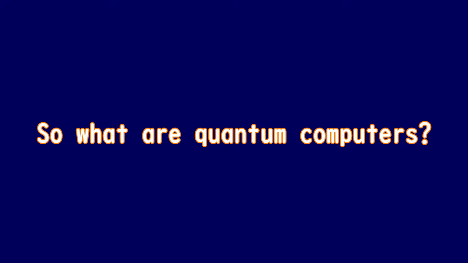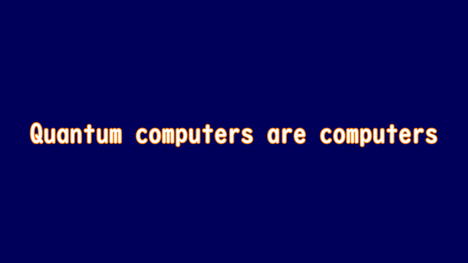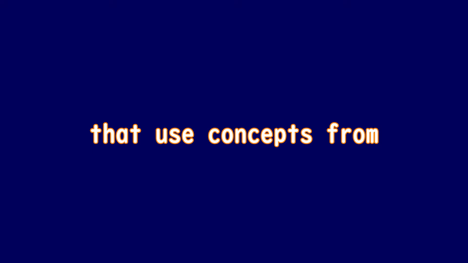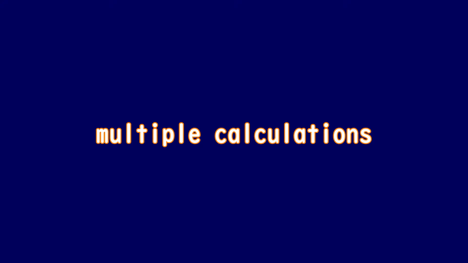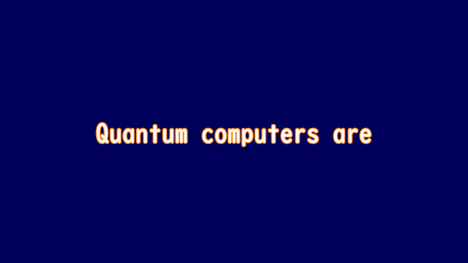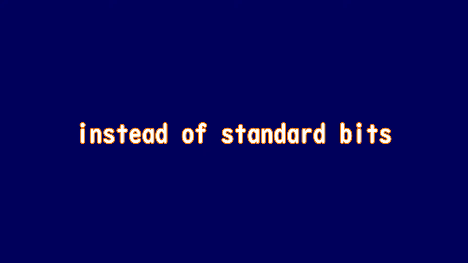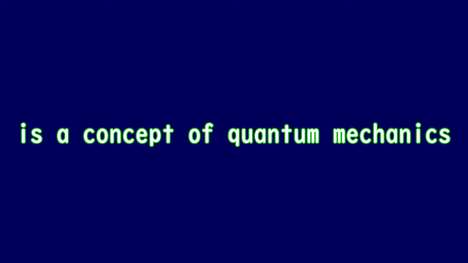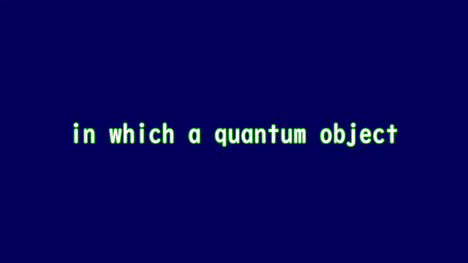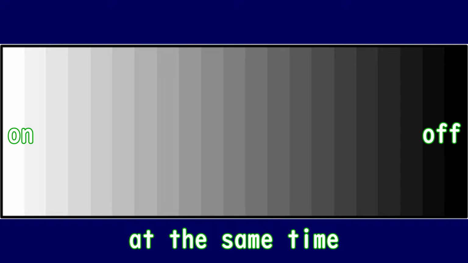So what are quantum computers? Quantum computers are computers that use concepts from quantum mechanics to perform multiple calculations at the same time. Unlike basic computers, quantum computers are big, quirky, and use qubits, which are usually subatomic particles like electrons or photons, instead of standard bits. Superposition is a concept of quantum mechanics in which a quantum object has the ability to be in multiple states at once until it's measured. In terms of qubits, the qubits are on a spectrum of being on and off at the same time.